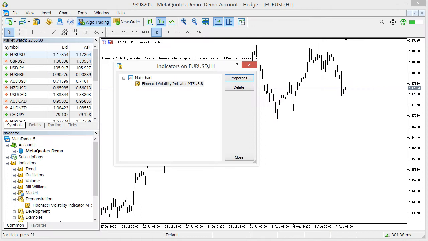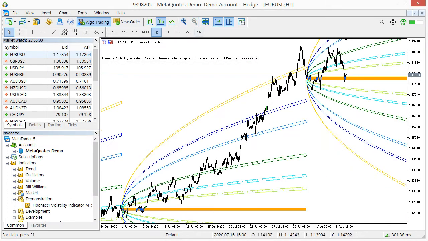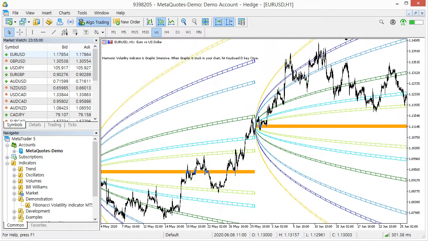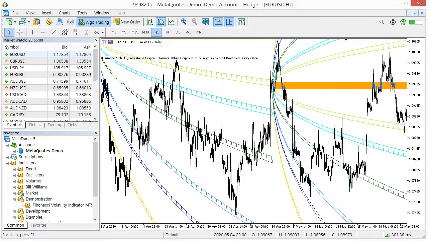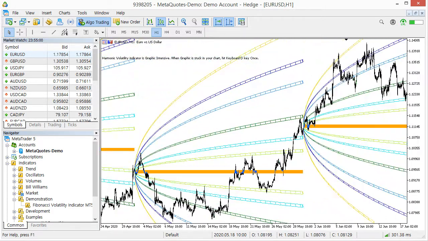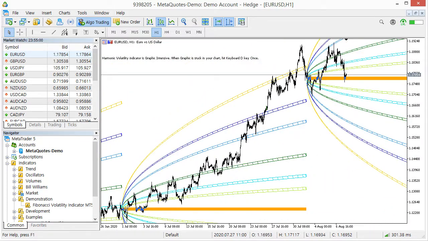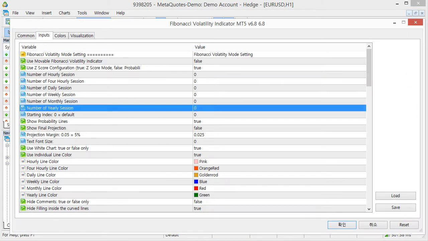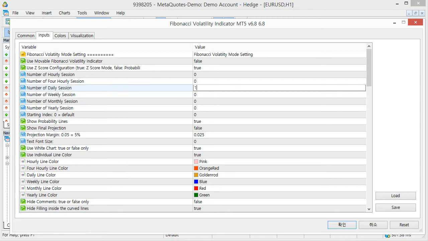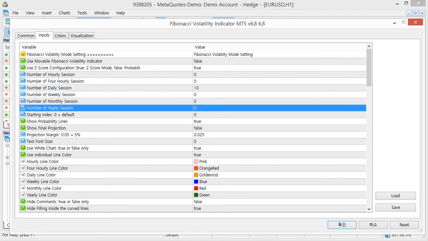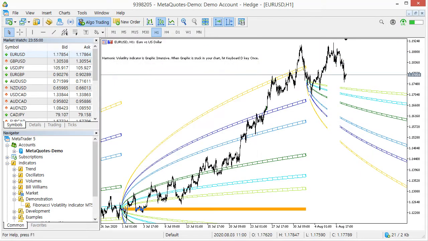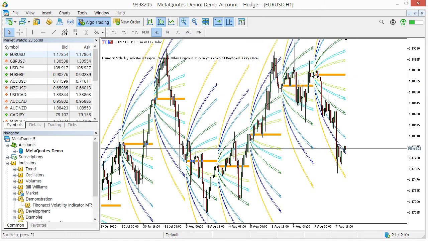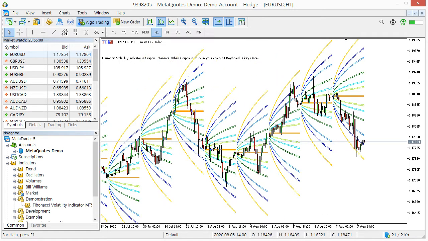Use outer volatility lines to measure high volatility. With high volatility, there is a good chance for reversal movement. Use inner volatility lines to measure low volatility. With low volatility, there is a good chance for breakout movement.